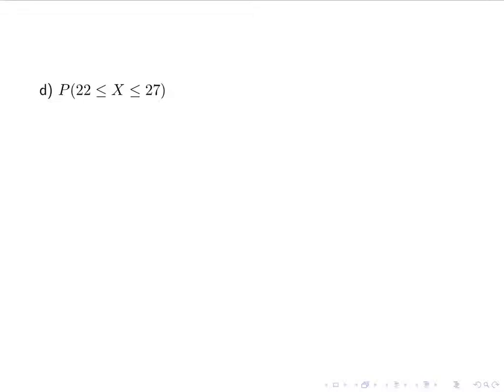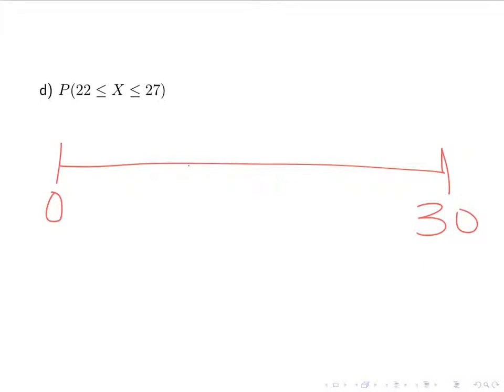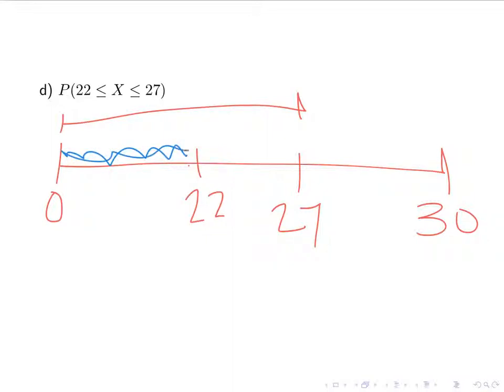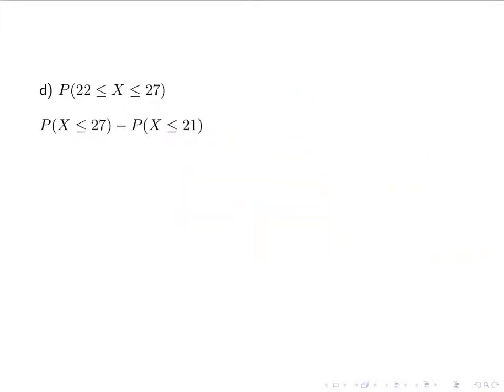So if I want between 22 and 27, remember, I'm looking at 0 to 30, and I'm interested in 22 to 27. So I could use 0 to 27. That is one of the things I can do in Excel, less than or equal to 27. But then I want to get rid of 0 to 22, which I can write as the probability that x is less than or equal to 22. So I can rewrite this using less than or equal to. It's the probability that x is less than or equal to 27 minus the probability that x is less than or equal to 21.